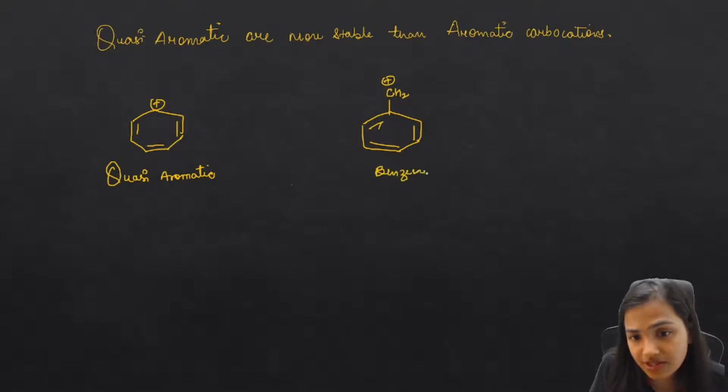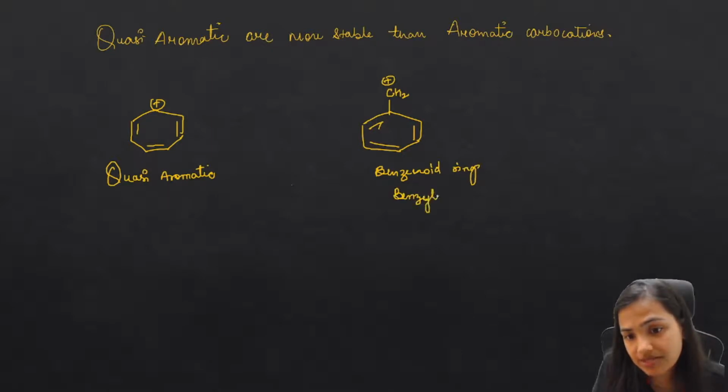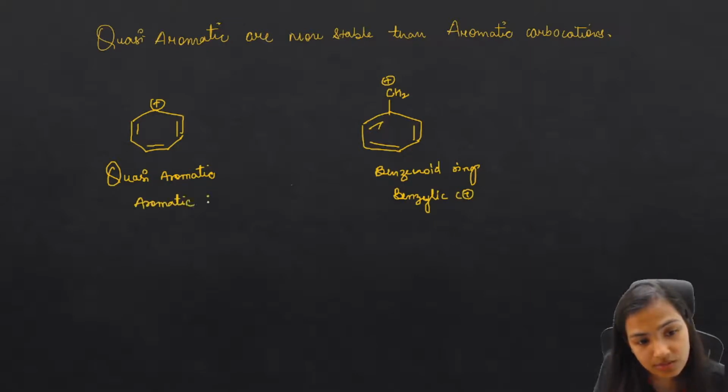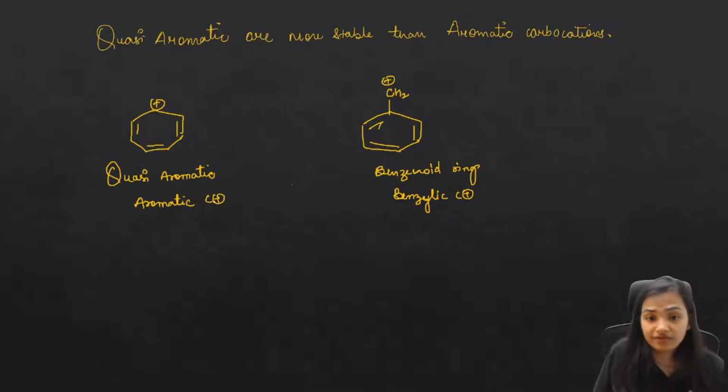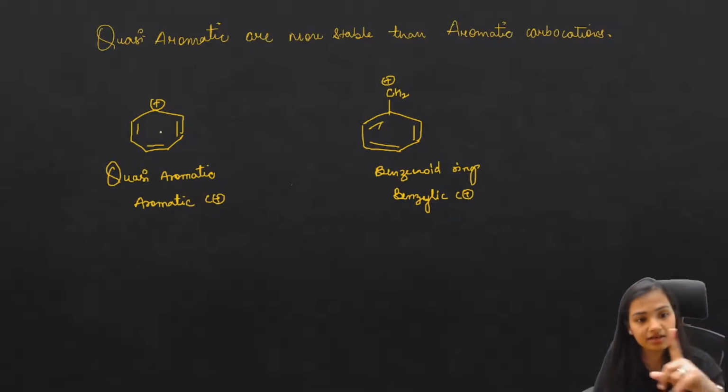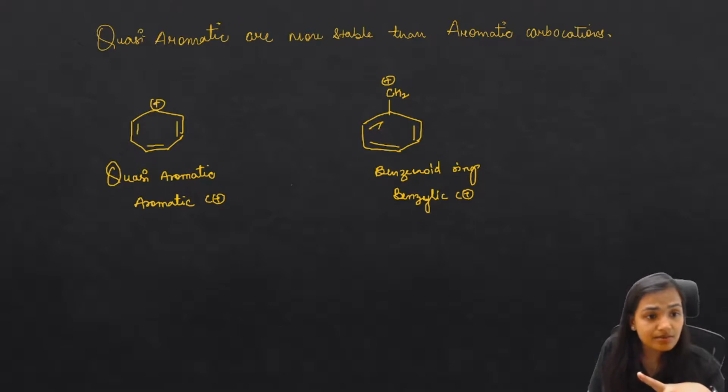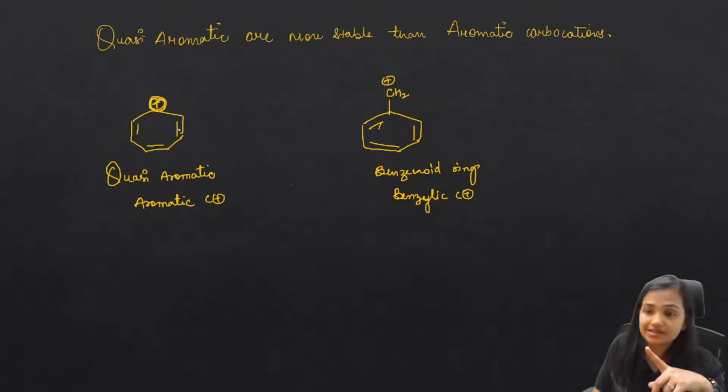This is a benzenoid ring. Or you can say that this is a benzylic carbocation, and this is an aromatic carbocation. There is a difference between the two. We can say that this is an aromatic carbocation. Why? Because this positive charge, which is a cationic positive charge, is a part of this aromatic ring.